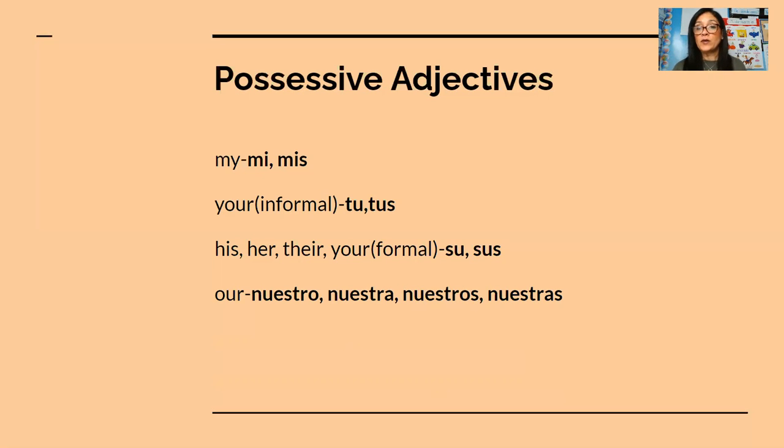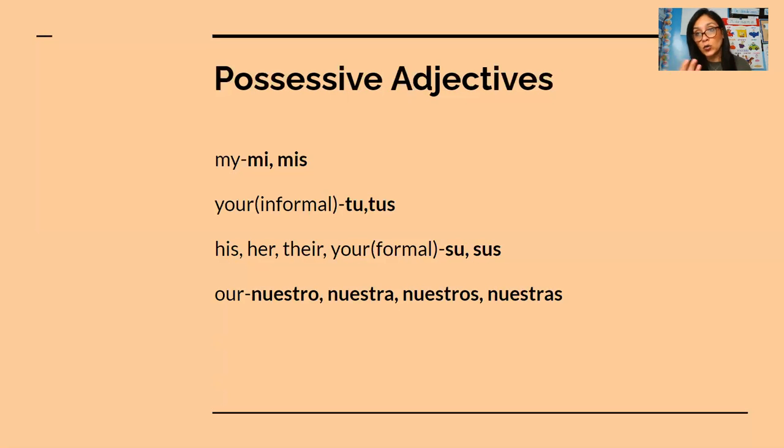The next one, if I want to say his marker or her marker or their marker, or your formal, if I'm speaking to an adult and I want to say your marker, I'm going to say su. Su means all of those things. How do we know which one we mean? It's the context of who you're talking to. If you're talking to an adult and you want to say your, you would say su. If you're talking about a female and I want to say her marker, su marcador. You will know it in the context of your conversation what that su means.